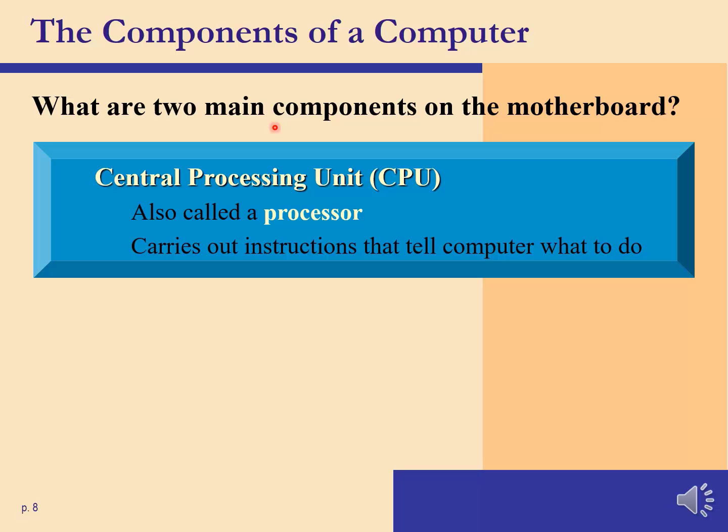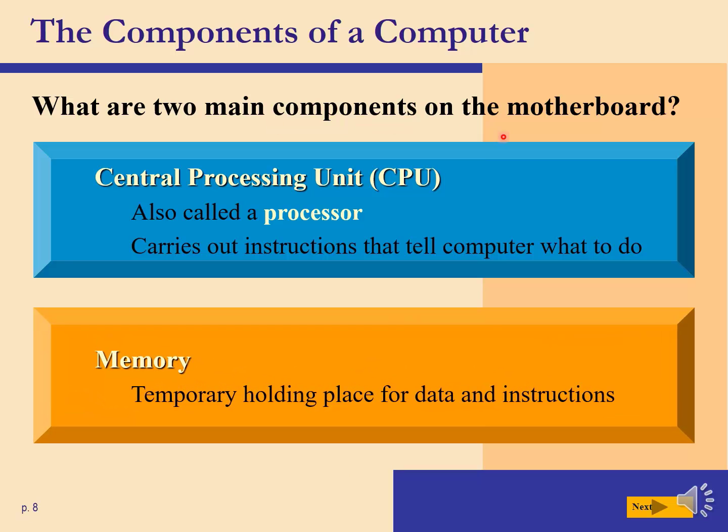What are the two main components on motherboards? The central processing unit, called the processor, and memory. These are the main components on the motherboard. The processor carries out instructions that tell the computer what to do. Memory is a temporary holding place for data and instructions.